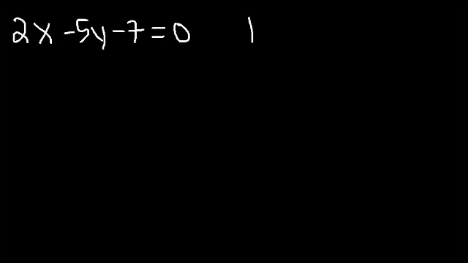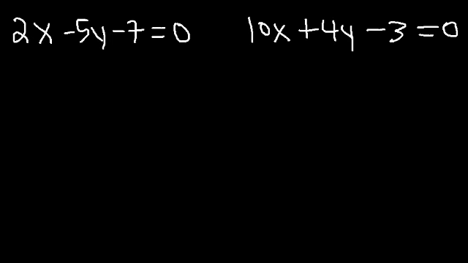Consider these two equations. 2x minus 5y minus 7 equals 0. And 10x plus 4y minus 3 equals 0. Describe the relationship between these lines. Are they parallel, perpendicular, or neither?